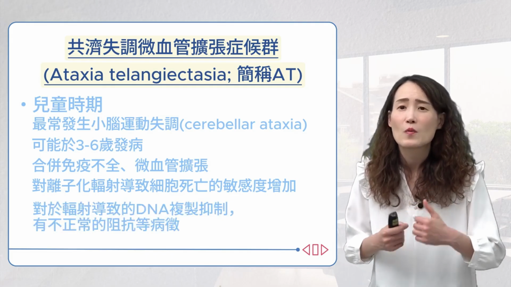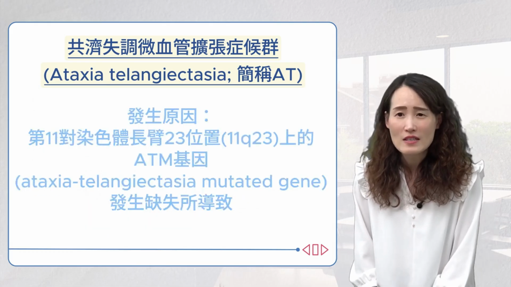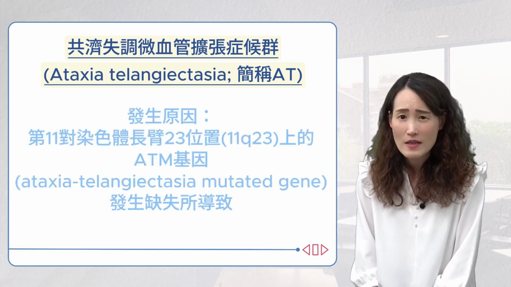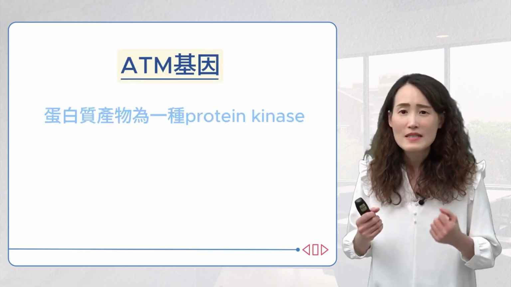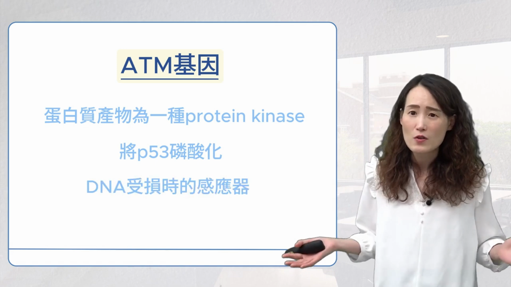They also exhibit abnormal resistance when DNA replication is paused due to radiation. The ATM gene is located on the Q arm of chromosome 11. It is a kinase, which phosphorylates P53, especially when DNA is damaged.